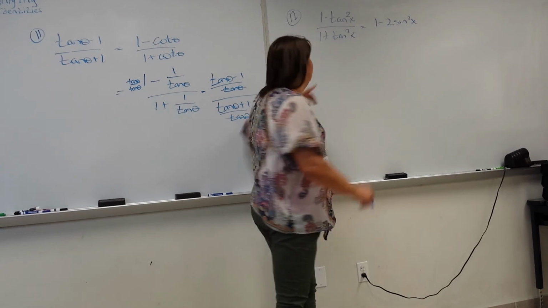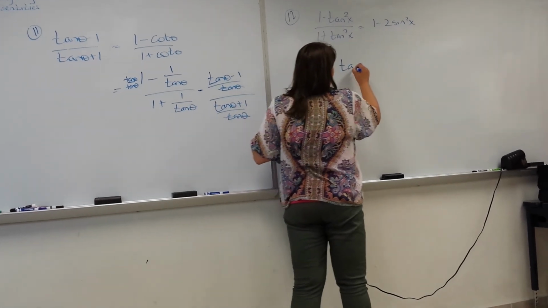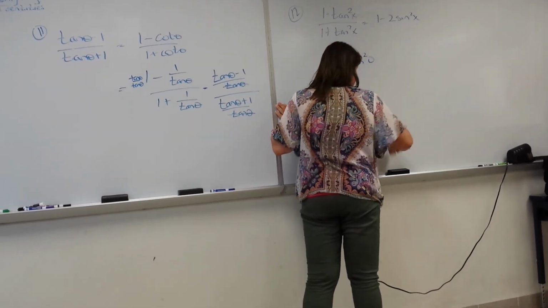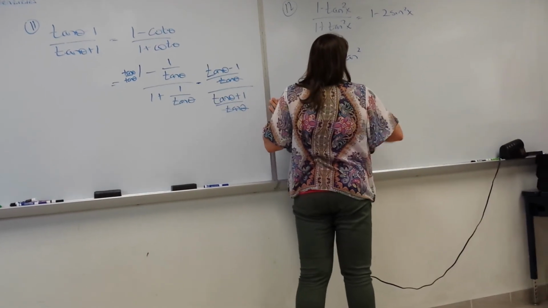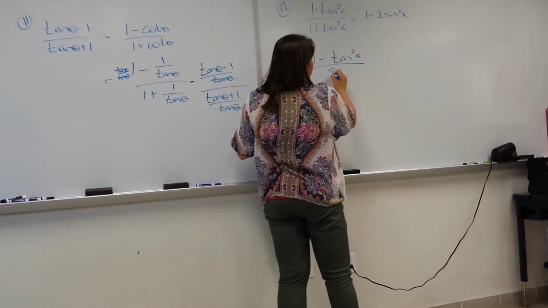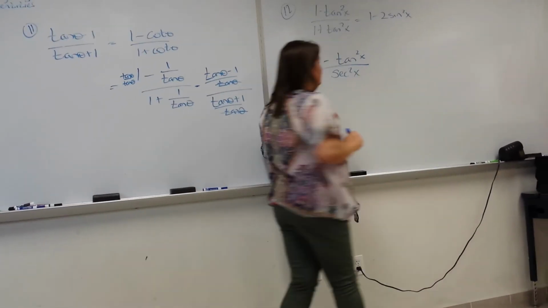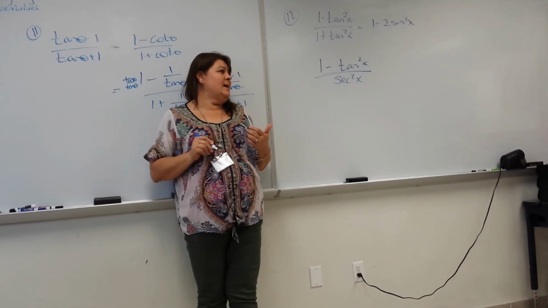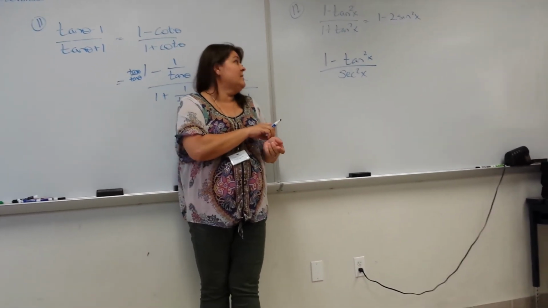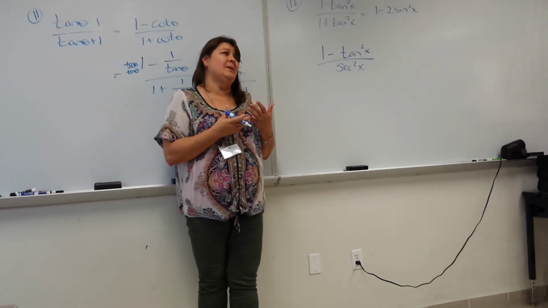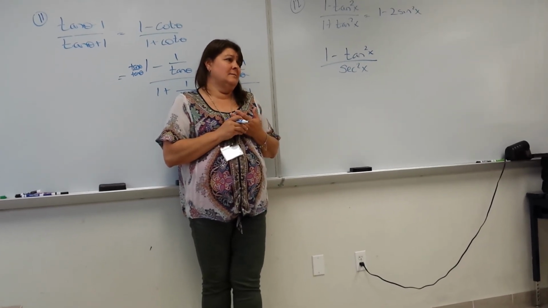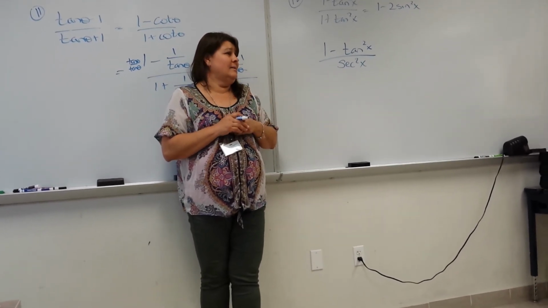Okay, let's see. So we have 1 minus tan squared theta over secant squared theta. Okay, so we picked the left side. We didn't go in terms of sines and cosines, but ultimately we should, because the answer has sine in it, right? So that's what I would do.